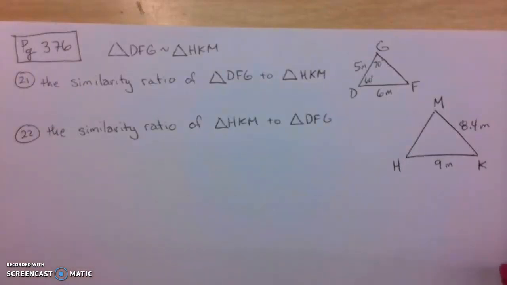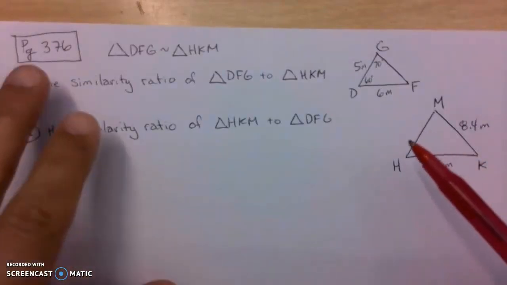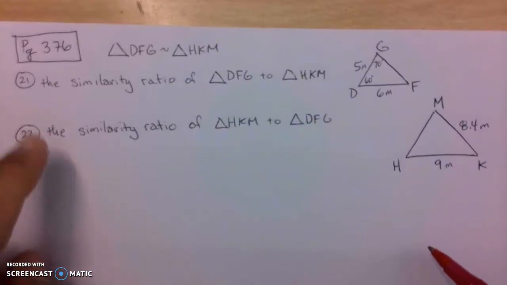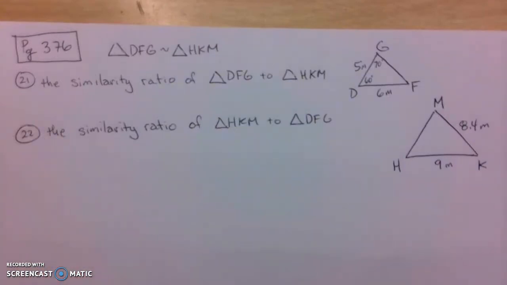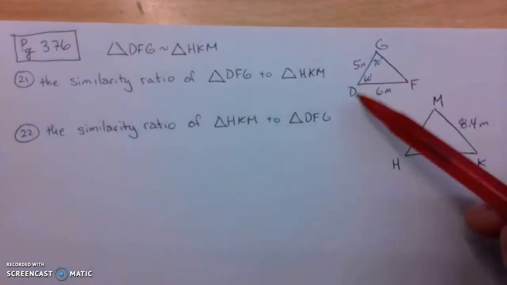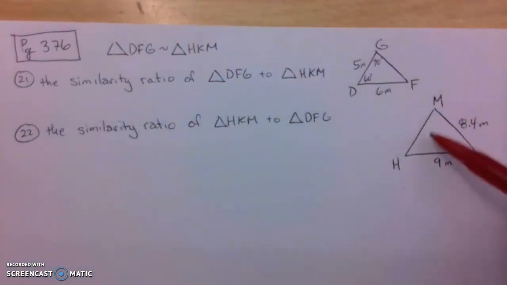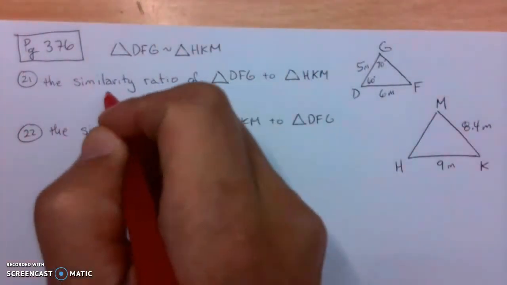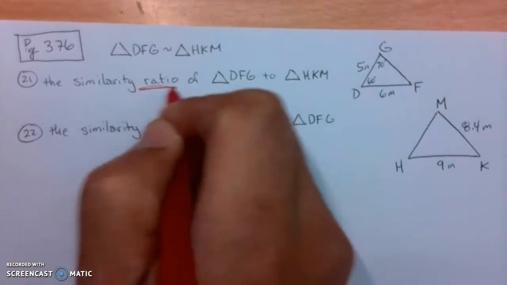Alright, we're going to do a few problems here on page 376, in particular number 21 and 22. These two problems are actually pretty easy. They're just confusing with the directions here. First of all, you've got two similar triangles, DFG and HKM, and they're going to ask for the similarity ratio.